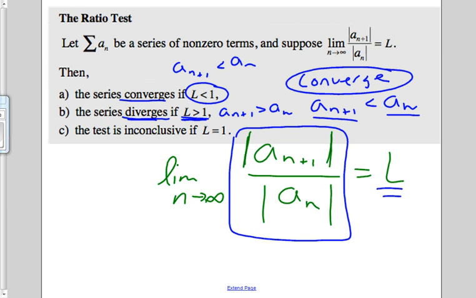And then the last thing is that if L equals 1, in other words, that would mean a to the n plus 1 equals a to the n. Unfortunately, we can't conclude anything there. So we can only conclude convergence if my n plus 1th term is less than my nth term. So let's look at how you can use this ratio test.